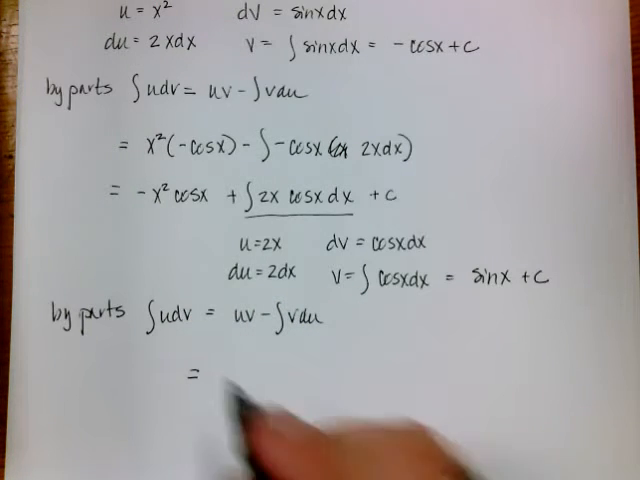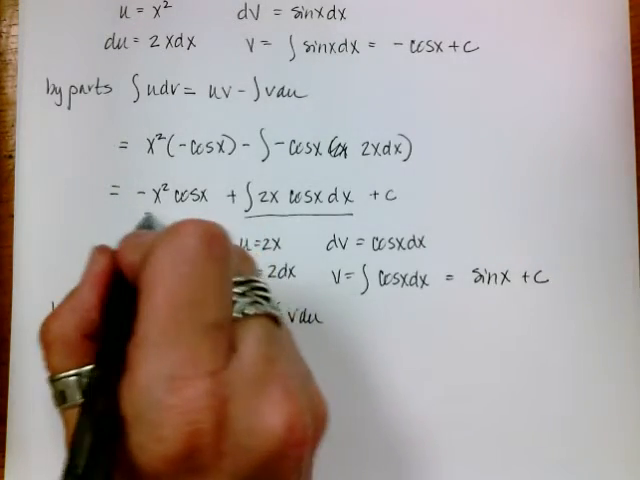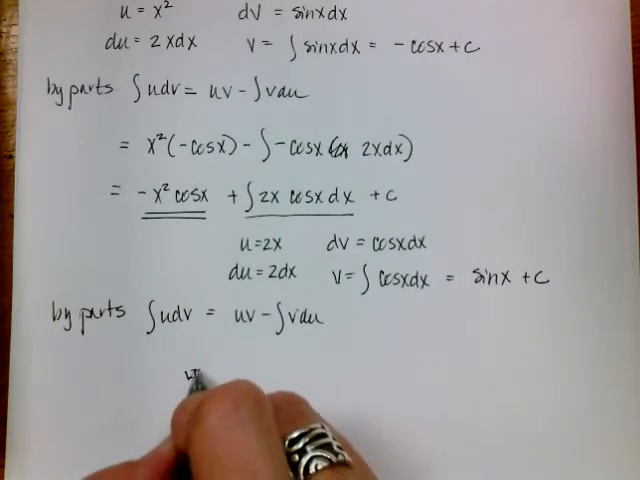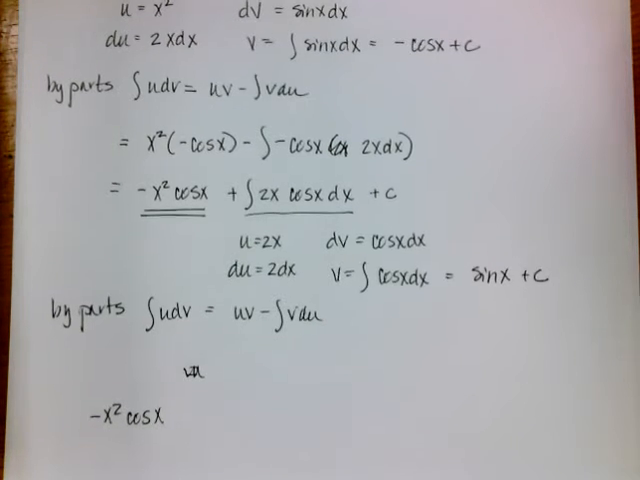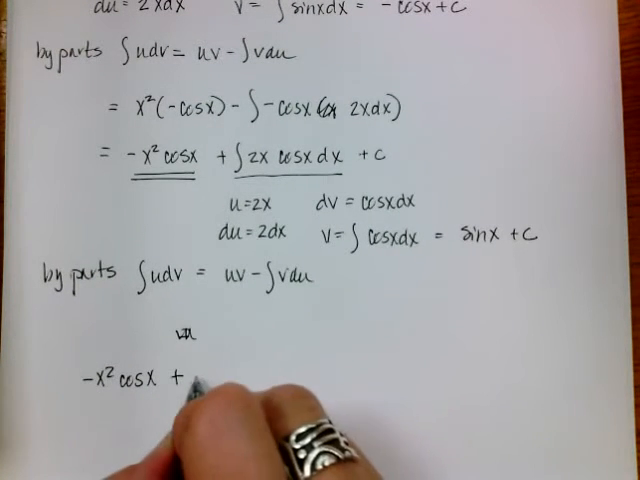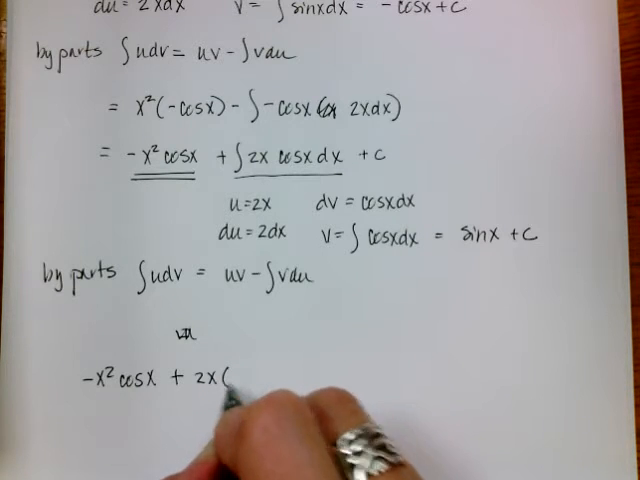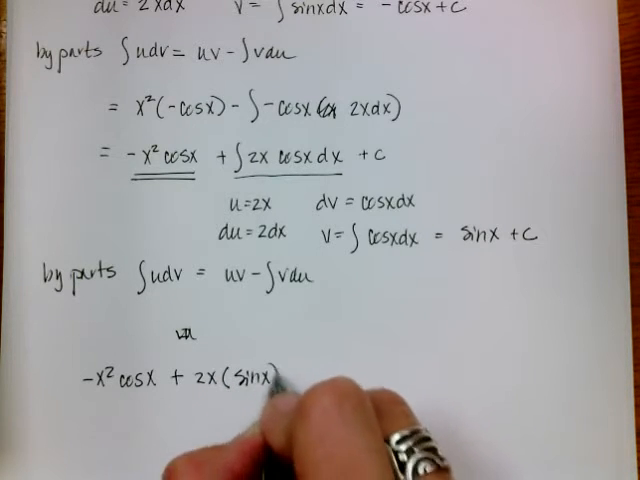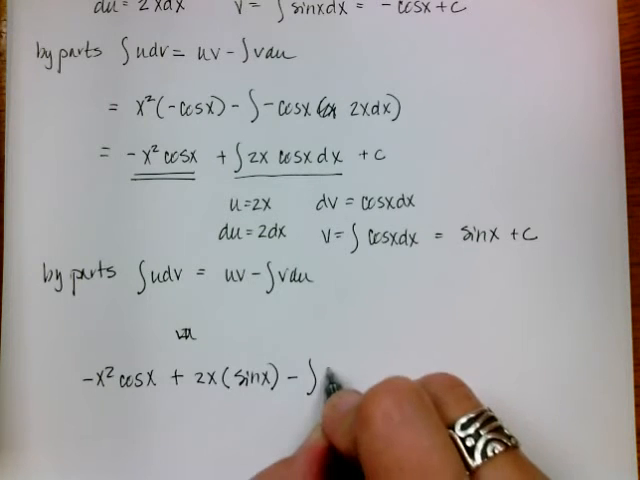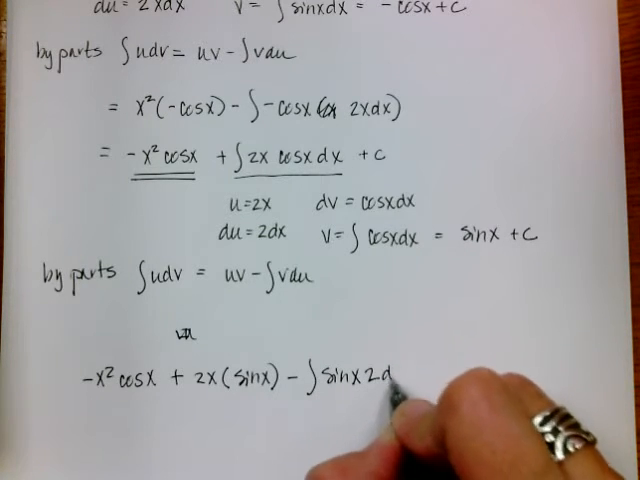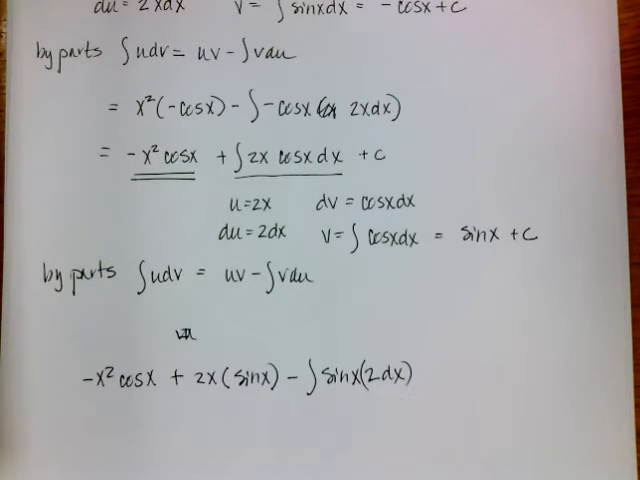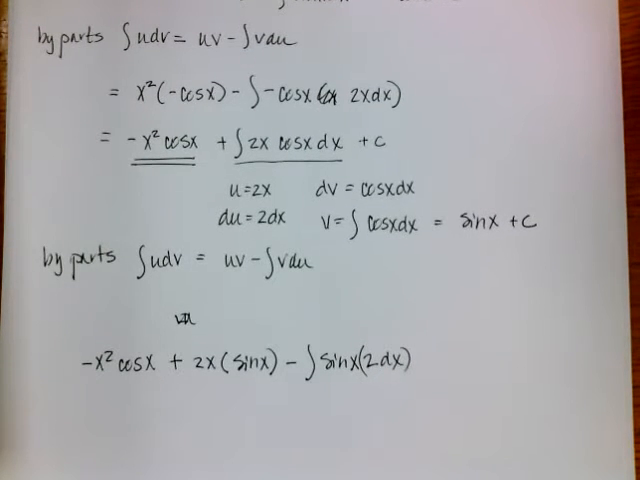So my u, I'm going to write this guy down so I don't lose him in the process. So I have a negative x squared cosine of x, okay, plus my u, which is 2x, and my v, which is the sine of x, minus the integral of the sine of x du, which is 2 dx, okay? Now we're getting somewhere, okay?